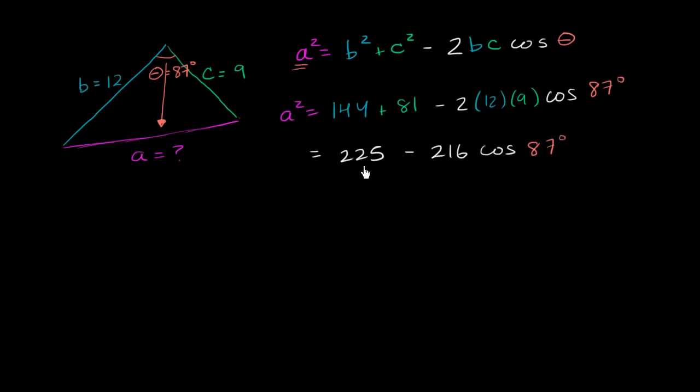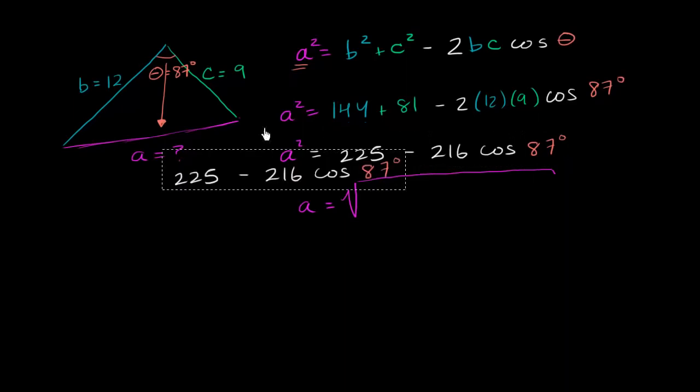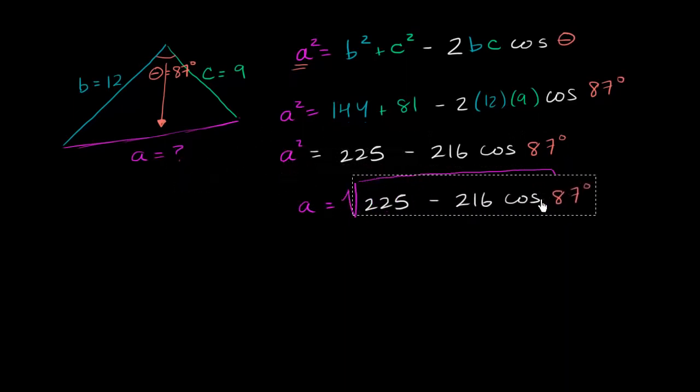Now let's get our calculator out in order to approximate this. And remember, this is a squared. Actually, before I get my calculator out, let's just solve for a. So a is just going to be the square root of this. So a is going to be equal to the square root of all of this business, which I can just copy and paste. So let me increase this radical a little bit so that we make sure we're taking the square root of this whole thing.